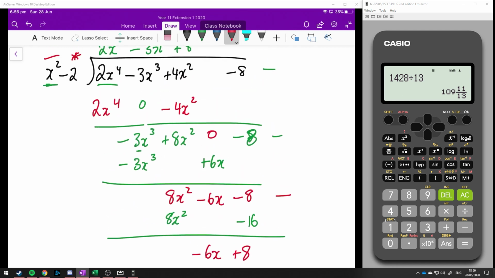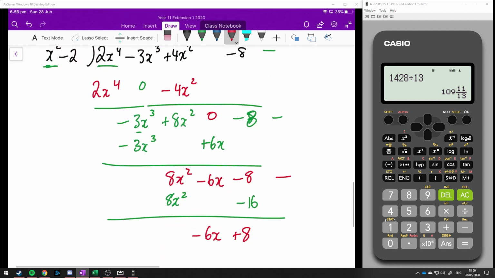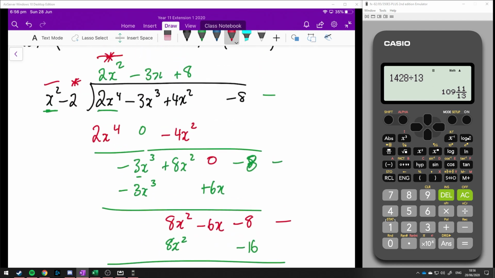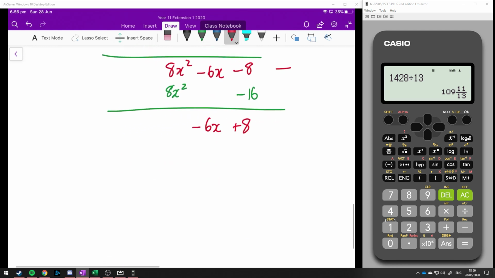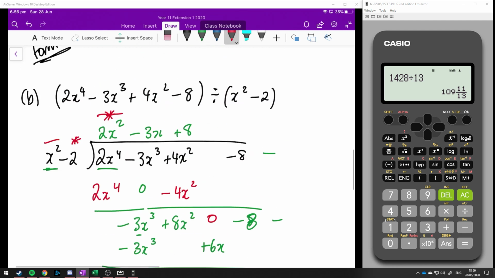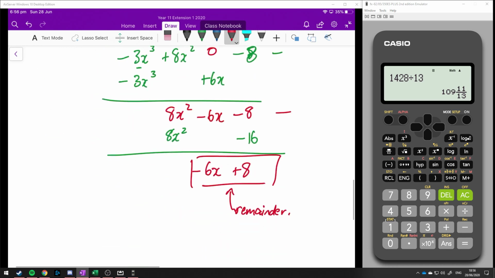All right, now we're going to look at the next one, which is minus 6x divided by x squared. Well, that's going to leave us with something that is not a polynomial. So what we're going to do is leave it there. And that means that this here is the remainder, okay? So up here, this is our answer, okay? This is our dividend, this is our remainder.